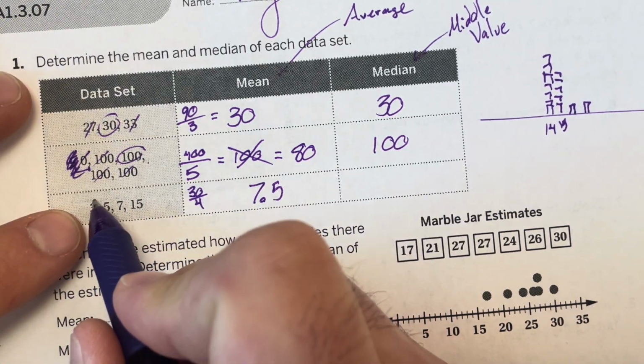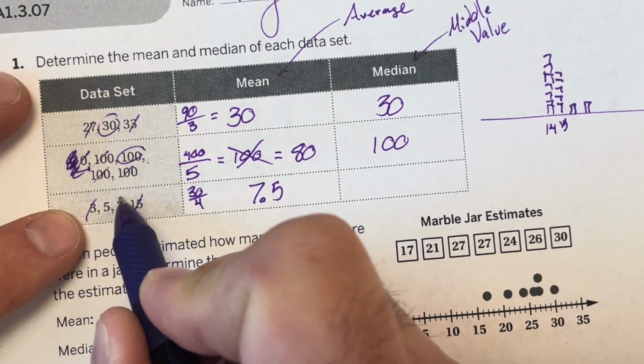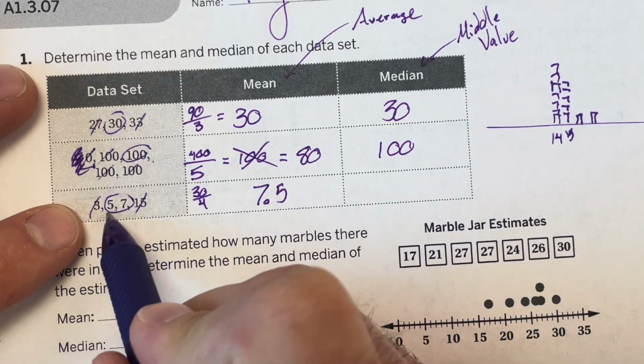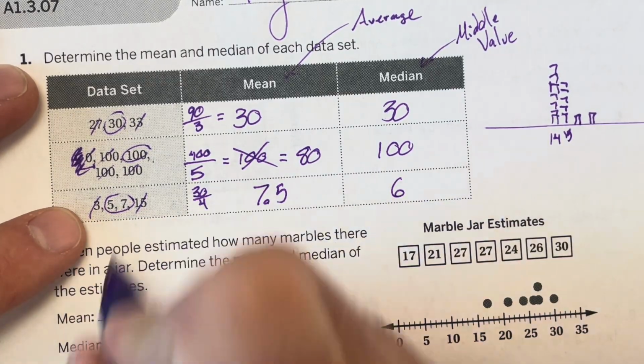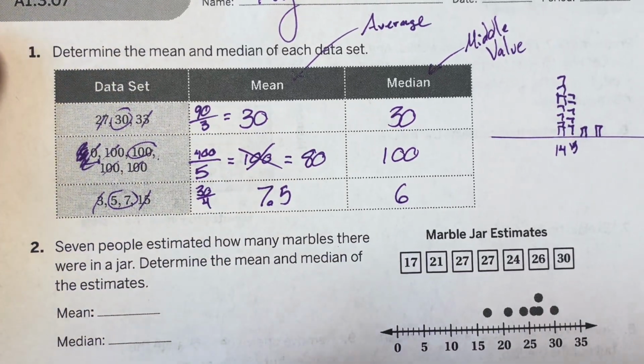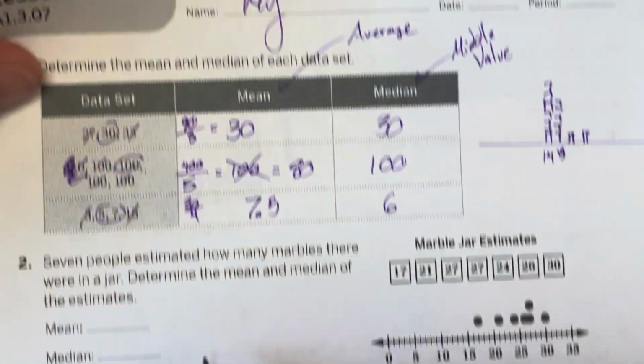And when we look at this going lowest, highest, middle, there's 2 numbers in the middle. We want to find the halfway point between 5 and 7. That would be 6 is the median. 6 is the middle value. Okay, so there we go.